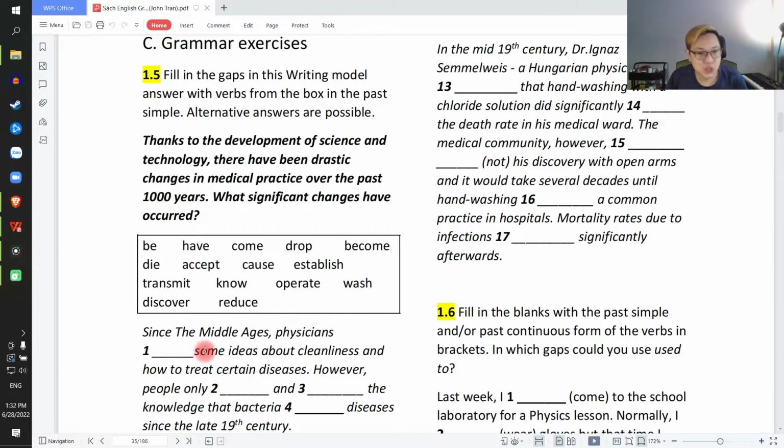Operate. Wash, discover, and reduce. Okay. So a lot of verbs here.